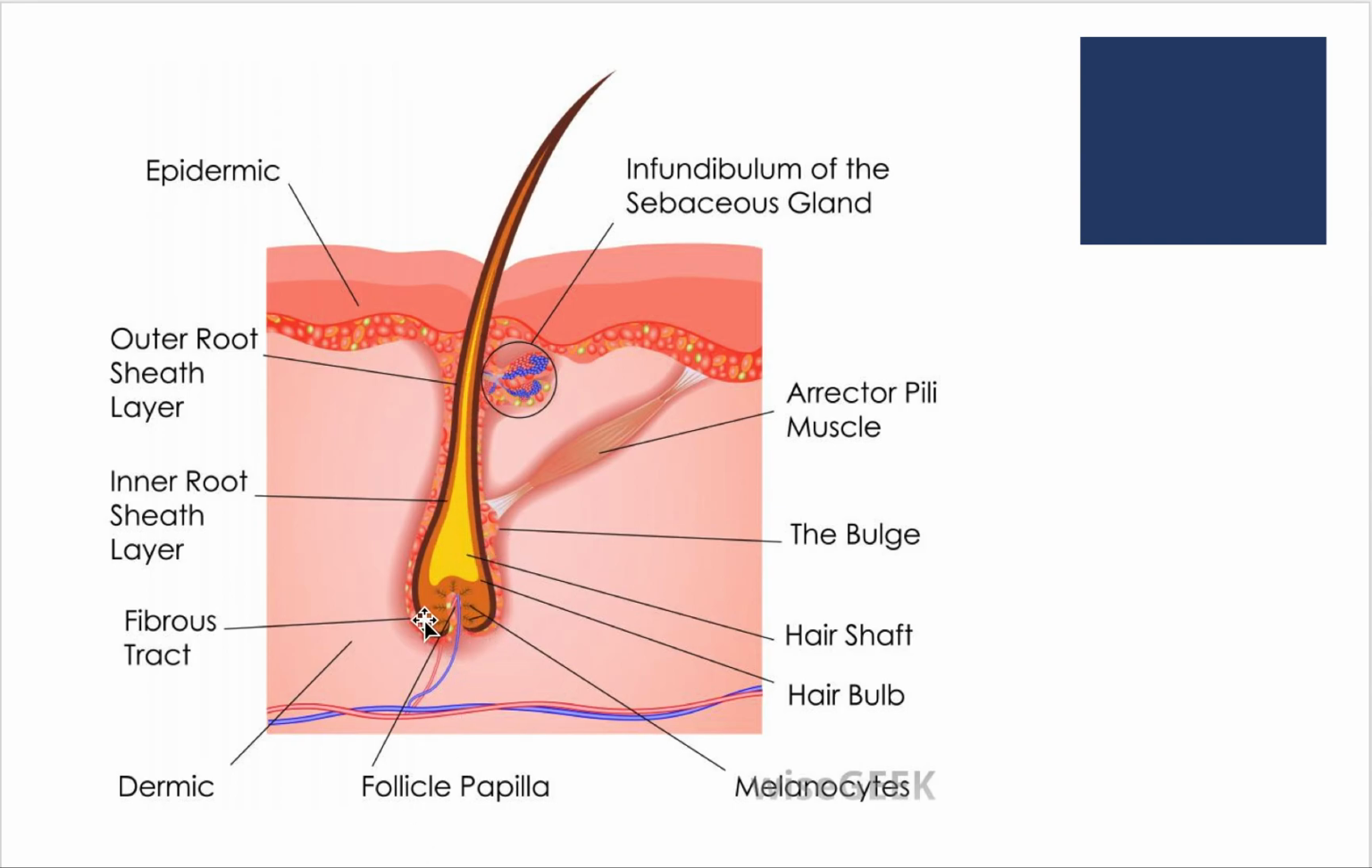We have the hair bulb, which is where the cells get their nourishment from because they're attached to blood supply within the dermis here. And then lastly, we have the erector pili muscle, which is going to pull on the hair to make it stand up straight in response to cold or fear.